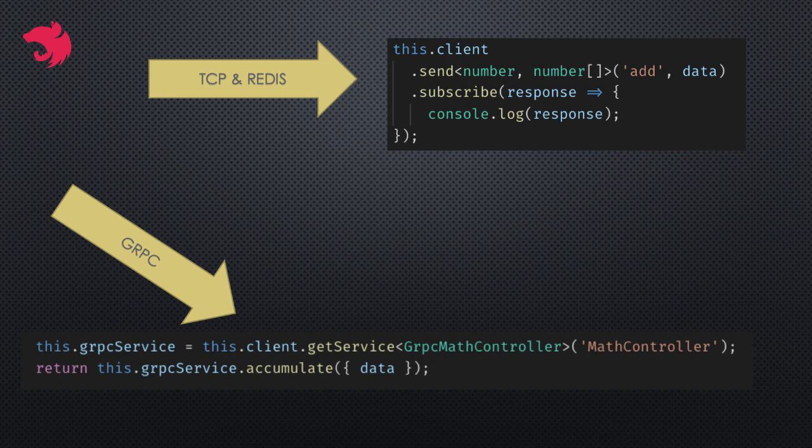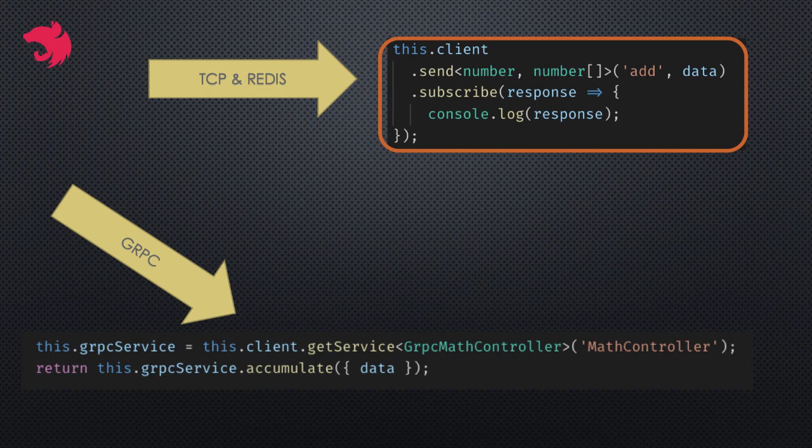With TCP and Redis, we used an API that is similar to event emitter. We send or emit an event with a name and a payload. The server catches it and emits a response using this same event-style communication.